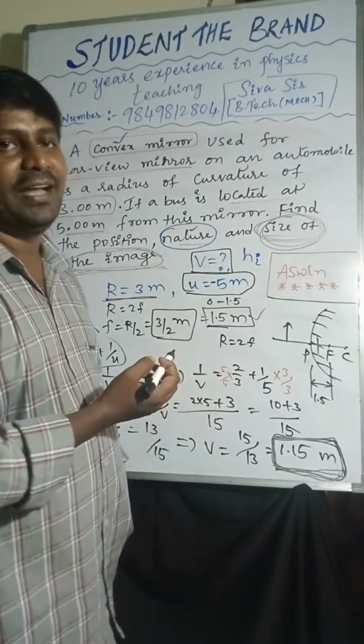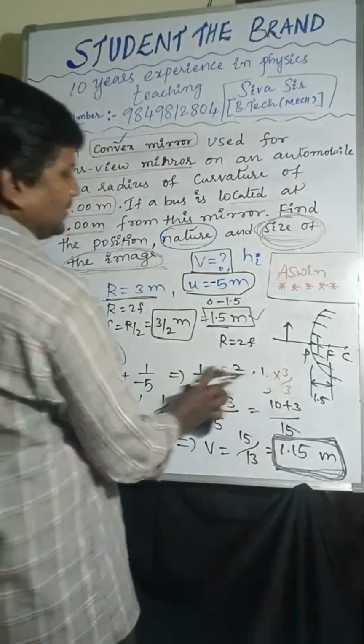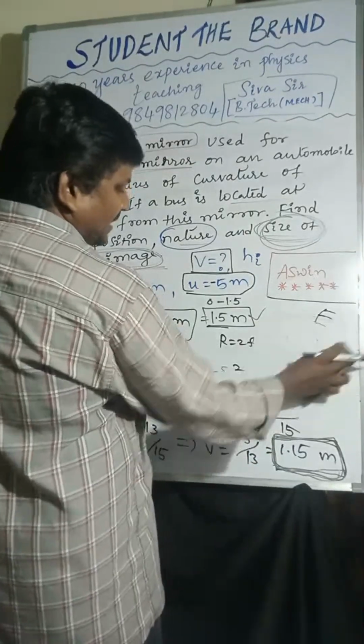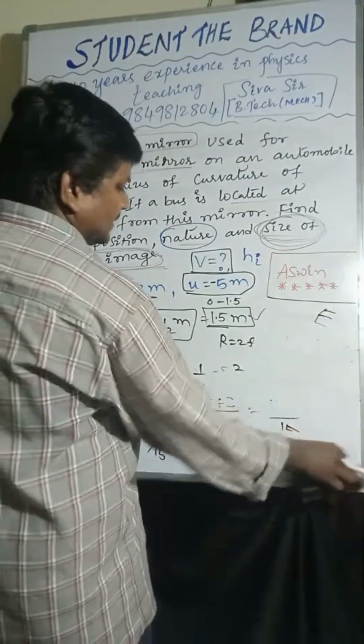Height of the image only. Height of the image. So we can use the magnification formula. Here, remember this value, v equal to 1.5, and the object distance also.